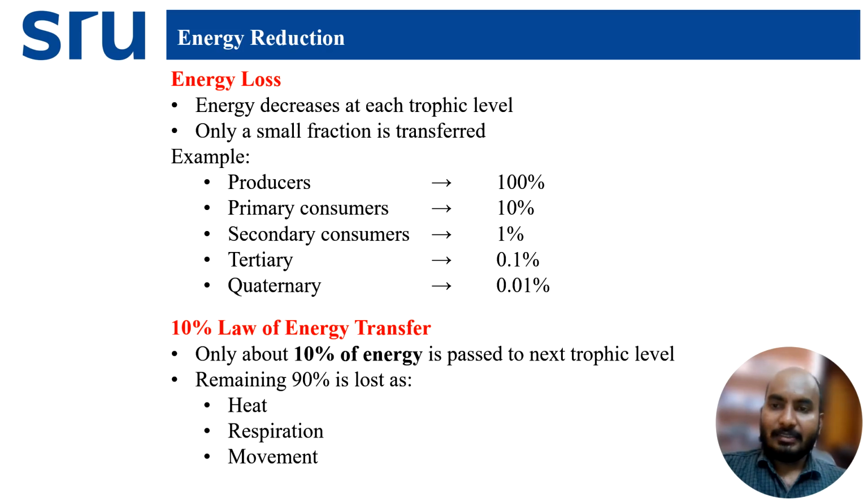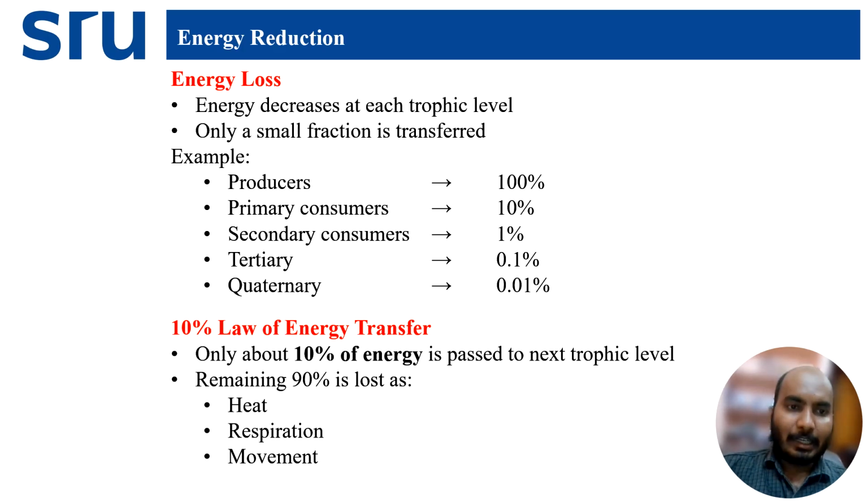You can see the example: the producers have 100% of energy, but only 10% is transferred to the primary consumers, meaning 90% of energy is lost during the transfer process. From primary to secondary consumers, almost 9% is lost. Similarly, in the tertiary and quaternary consumers, the available energy is fractional, like 0.1% and 0.01% respectively. So there is a huge loss of energy at each trophic level.